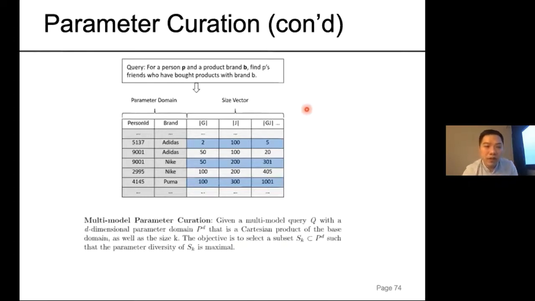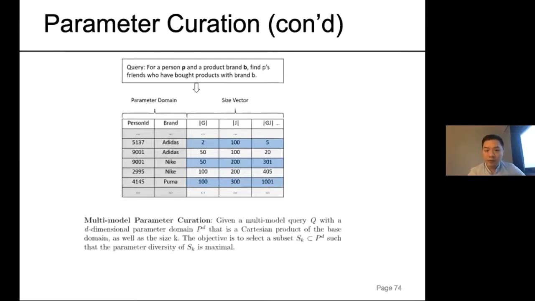So for example, consider the query for a person P and a product brand B, to find the P's friends who have bought products with brand B. So for this query, the parameter domain includes the domain of person ID and the domain of brand, and these are the parameter values in the domain.